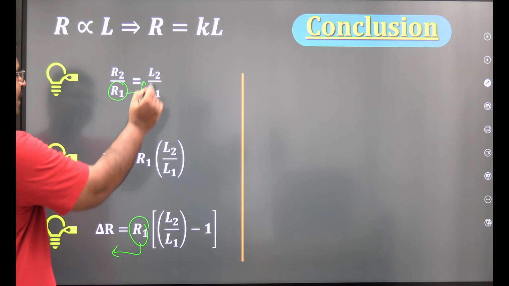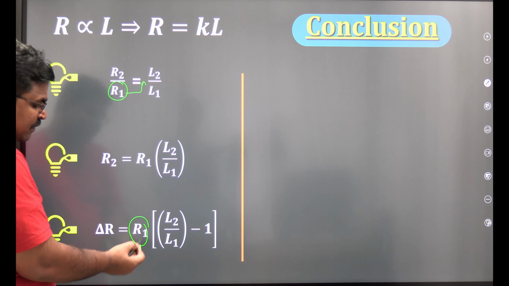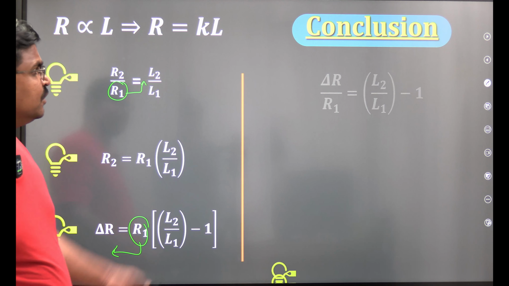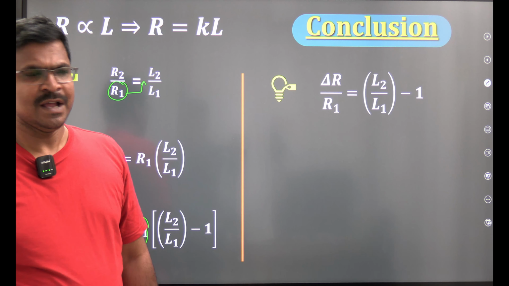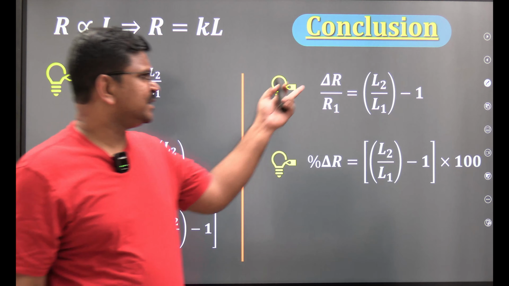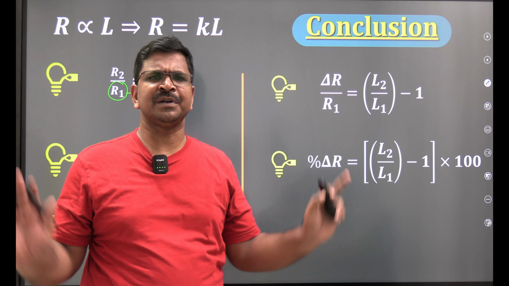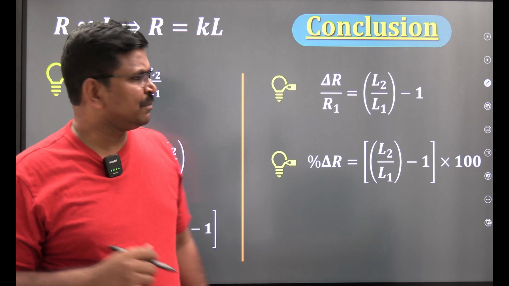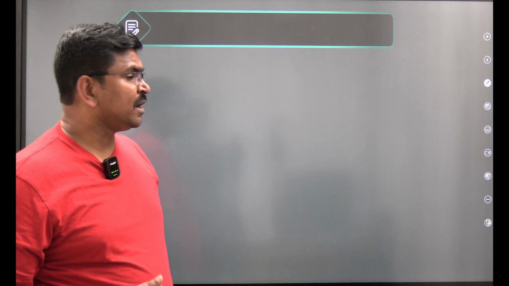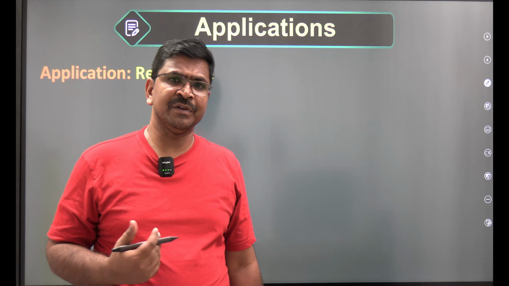Now fractional change: simply this R1 is taken to the left hand side, that's it. In the first case R1 is taken to the right hand side, and from the third onwards R1 is taken to the left hand side. So you will get delta R by R1 equal to L2 by L1 minus 1. And finally, percentage change is just fractional change into 100. Okay, I hope you understand. Let me give you a practical question which was asked in a previous examination.